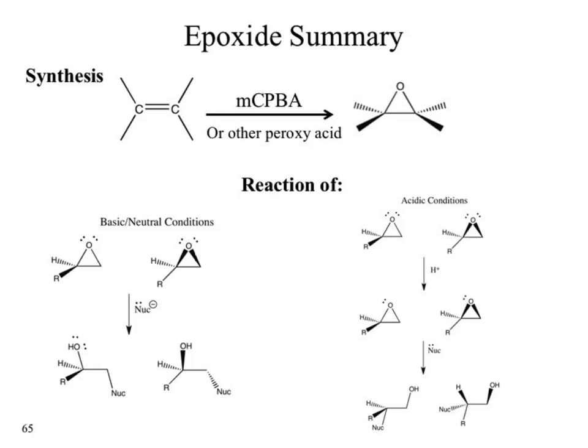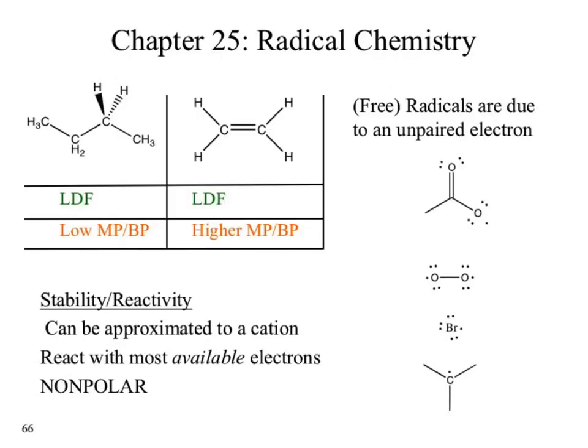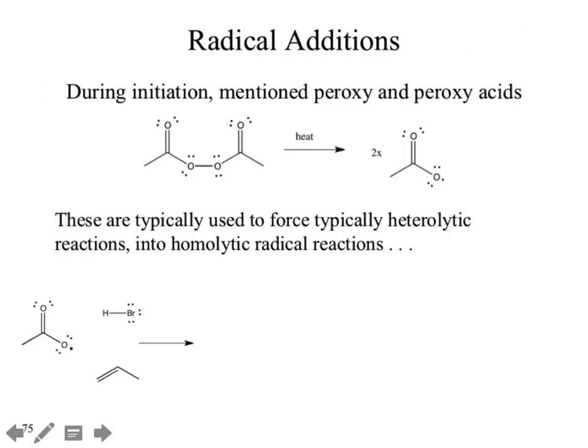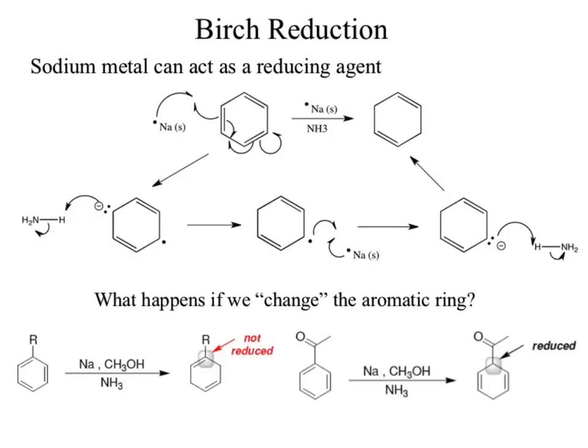Or just guess. Where do we get our epoxides from? MCPBA or some other peroxy acid. That's the easiest place to get them from. And with that, we now magically become radicals, which was all online. Oh, see, there's the Birch. That's the slide I thought was going to pop up. If you wanted that mechanism for the Birch, there it is. Neato.